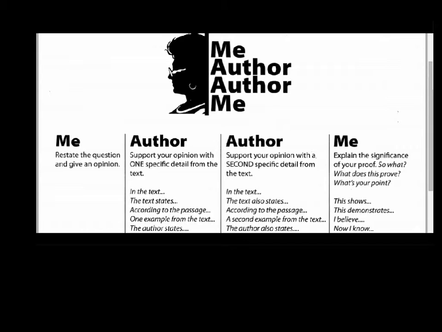Then you have author. What that means is you want to go back to the text that you read for proof. You can use a direct quote. You can summarize the quote. But you want to use a transition phrase like, in the text it says, or according to the passage from this place, it said this. The author shares with us, the author states. It's very important that you introduce that detail as well.